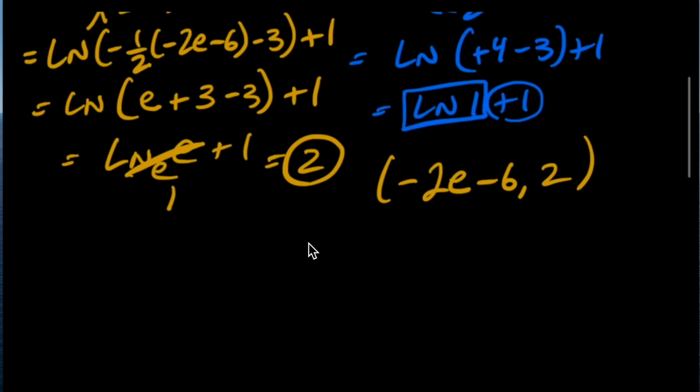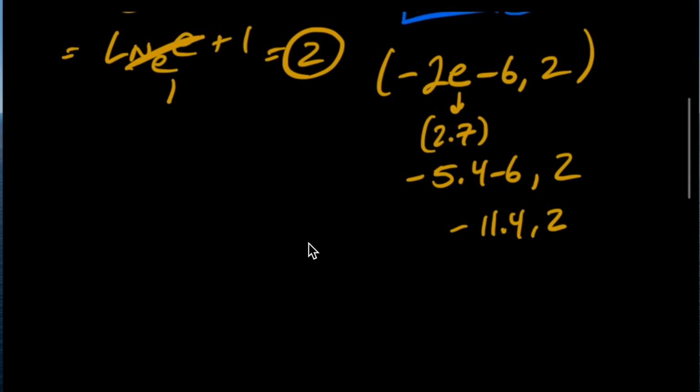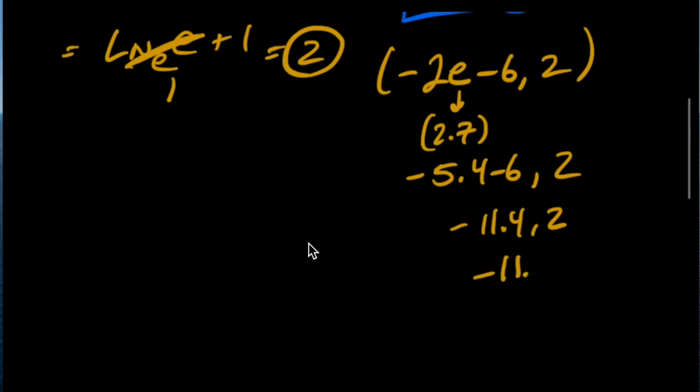So let's go ahead and evaluate this. E is going to be about 2.7. So negative 2 times 2.7 is going to be negative 5.4 minus 6 comma 2. So this is negative 11.4 comma 2. Let's call this negative 11.5 comma 2.